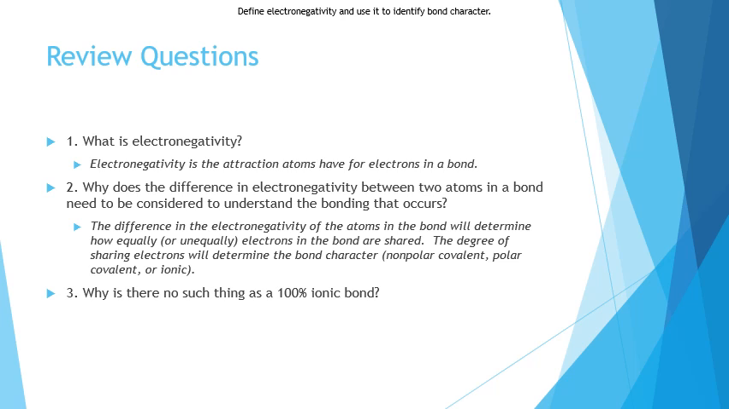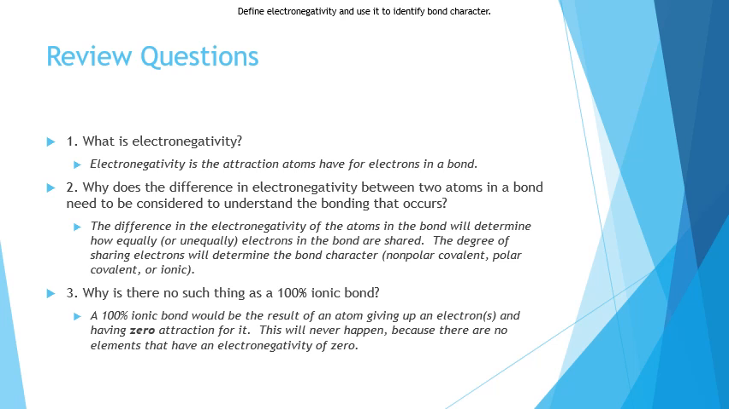Question 3, why is there no such thing as a 100% ionic bond? A 100% ionic bond would be the result of an atom giving up an electron or electrons and having zero attraction for those electrons. This will never happen because there are no elements that have an electronegativity value of 0. Those don't exist.